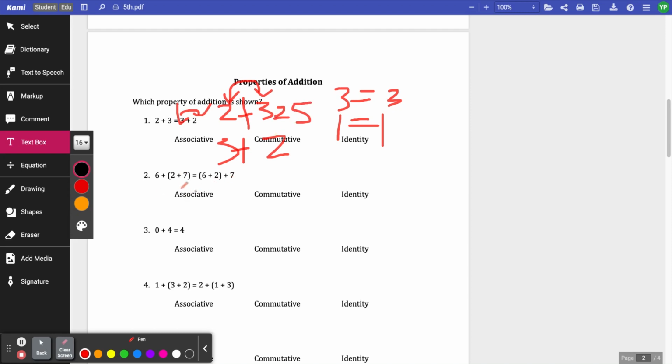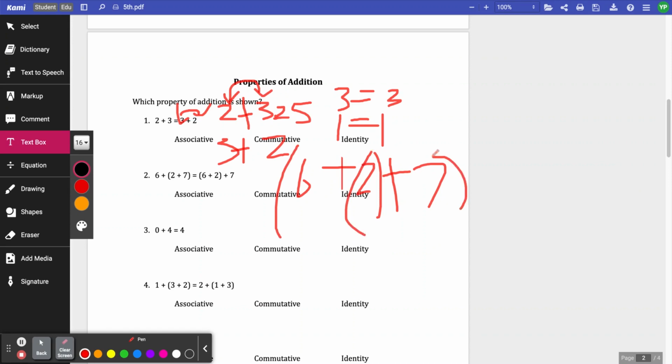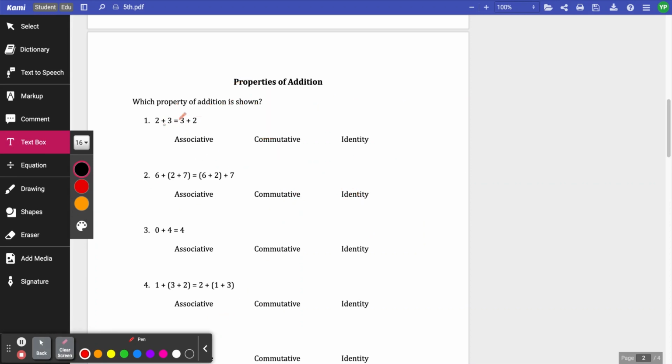And the associative property, we'll look at number 2, is when it's all addition, right? It doesn't matter if you move the parentheses here or if you move it here. So basically you can move the parentheses however you want as long as it's addition. For number 1, it's going to be 2 plus 3 equals 3 plus 2. Now as you can see, they switched it, right?